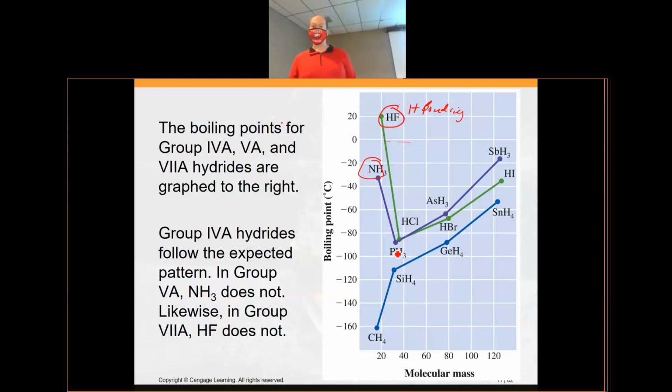And then again, PH3, AsH3, SbH3, they are increasing because they're getting larger and more London. So then we go to the carbon. Now we note that carbon does not have hydrogen bonding, and so it is the lowest boiling point in that group, minus 160. And then it increases because SiH4 has more London forces. So now you're at minus 110, GeH4 up to minus 90, SnH4 goes up to minus 50. All right, and so that is just from London forces going up.